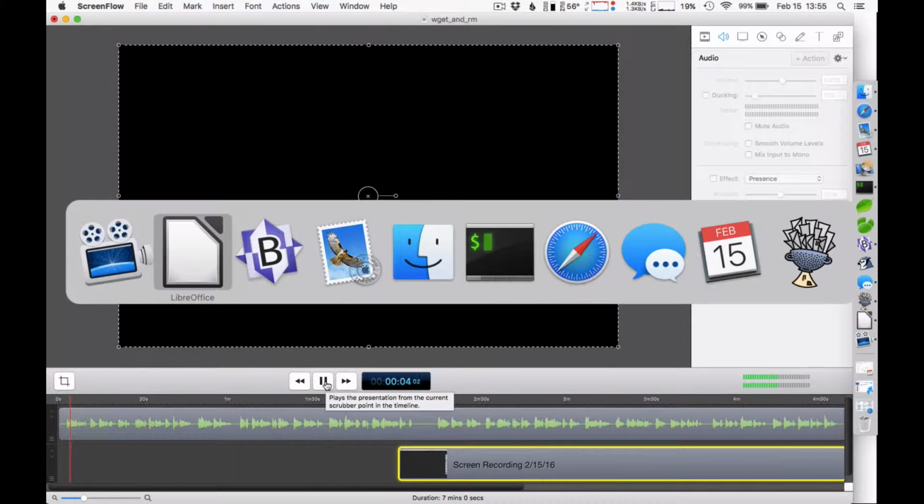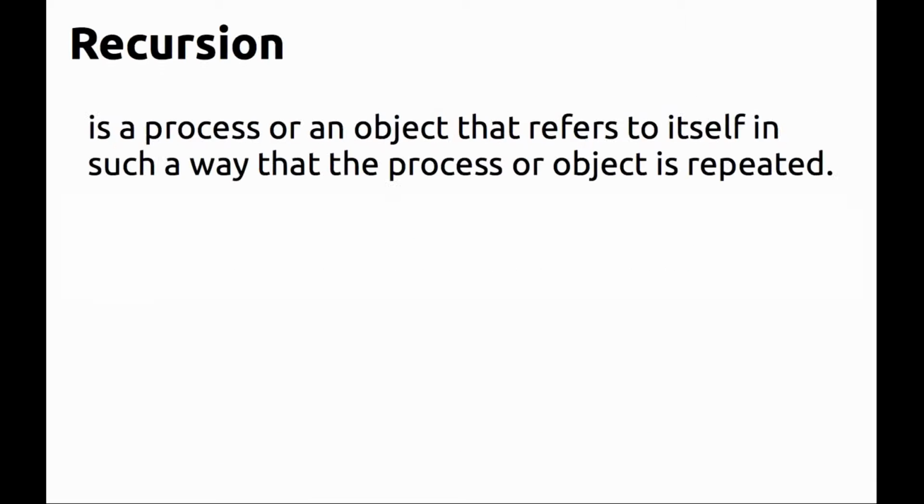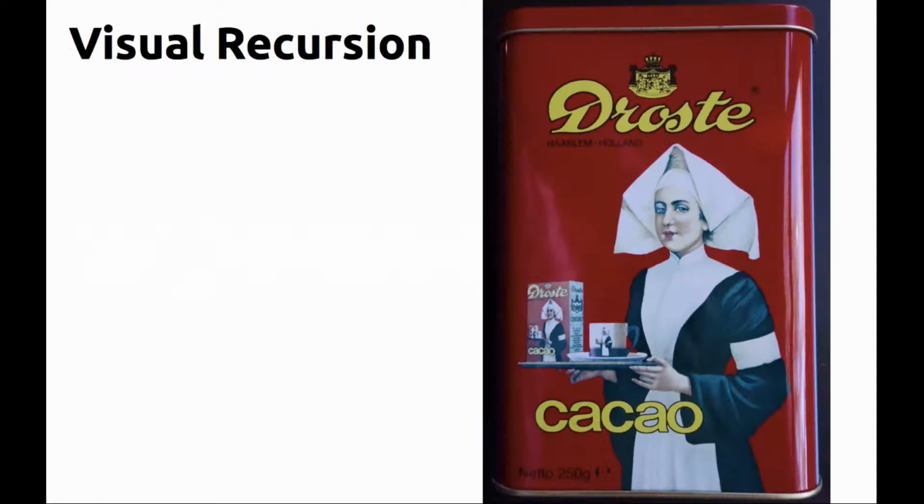Recursion occurs when you have a process or an object that refers to itself in such a way that the process or object is repeated. You may have already seen this example of visual recursion. This can of chocolate has a picture of a woman on it holding a can of chocolate, which has a picture of a woman on it holding a can of chocolate. We say that the image is self-referential. It contains references to itself.